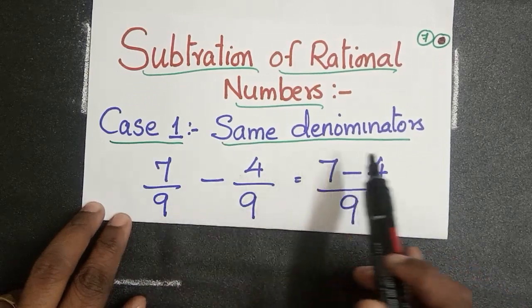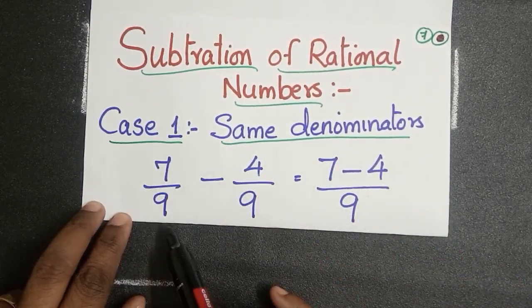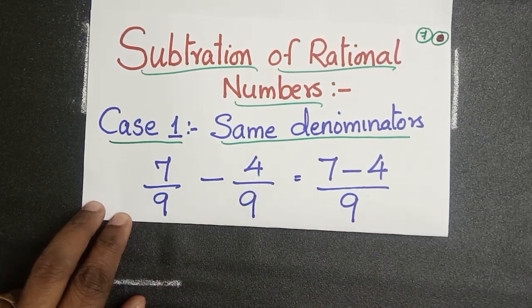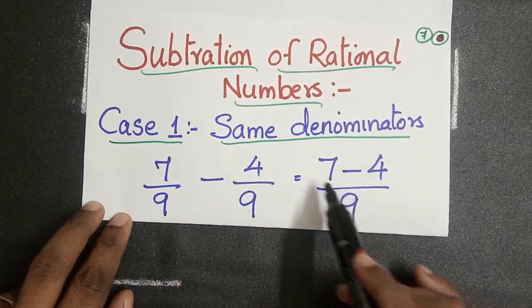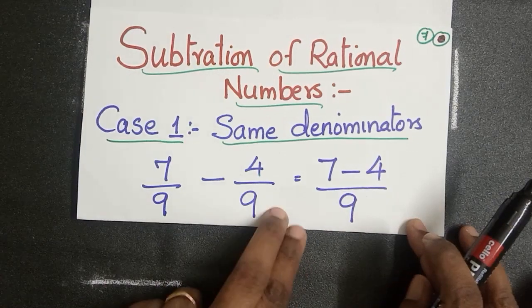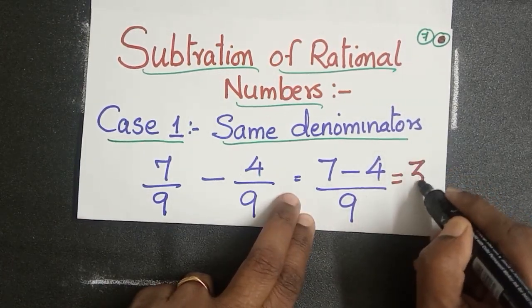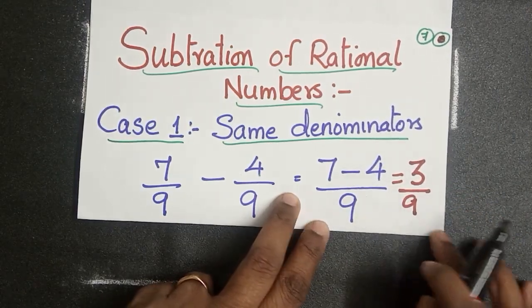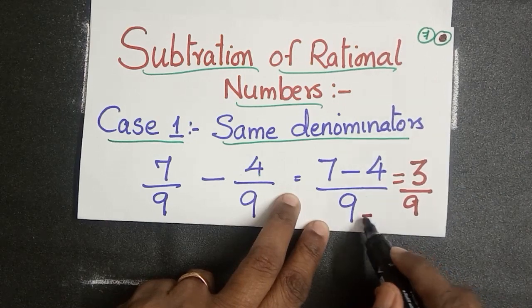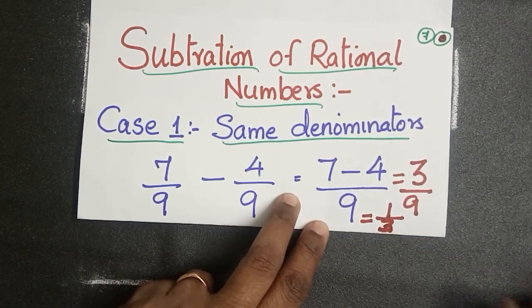Now you see, let us take numbers with same denominators. If you have 7 upon 9 and 4 upon 9, as we did in addition, we added the numerators. Here we will subtract the numerators. 7 minus 4 upon 9. What is 7 minus 4? Is equal to 3 upon 9. As I told you, whenever there is a rational number, you always should write it in lowest form, which is equal to 1 upon 3.